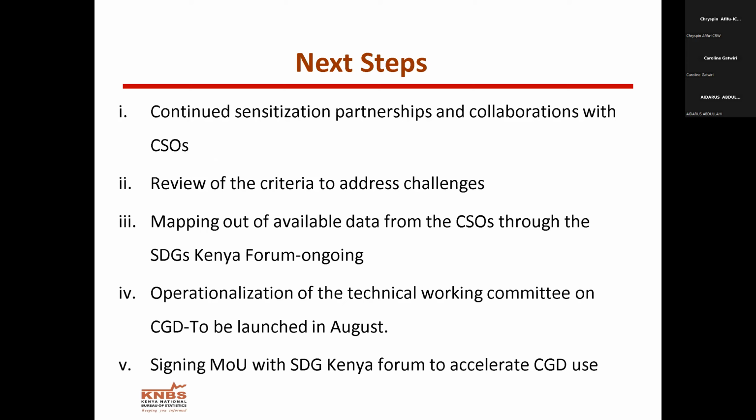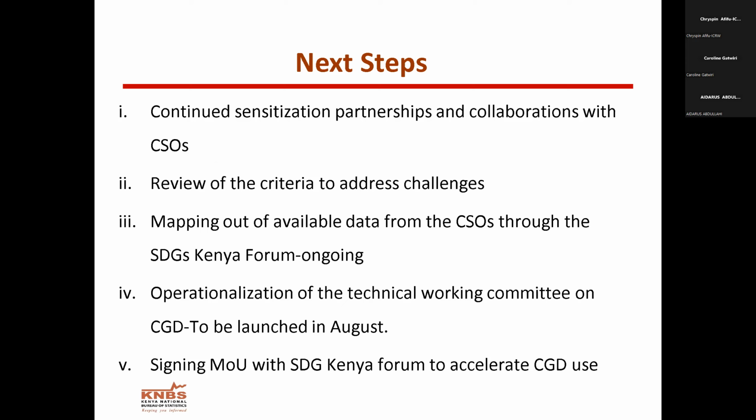So what are our next steps in terms of CGD and collaboration with CSOs? We are trying to get CSOs coming together, attending their forums to sensitize them on what we do at KNBS, areas we can collaborate, areas we can partner. And then we are reviewing the criteria to address some of the challenges, especially on the scoring of qualitative data. It's an area that we are trying to improve in the criteria.